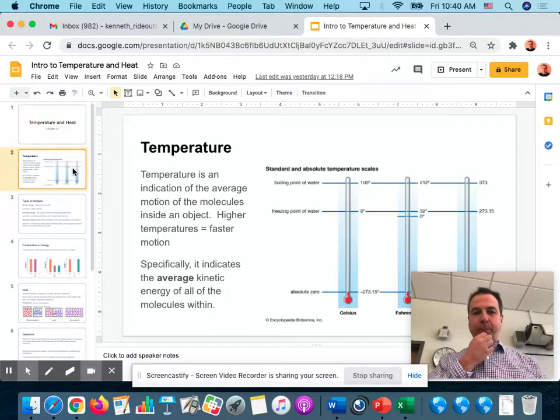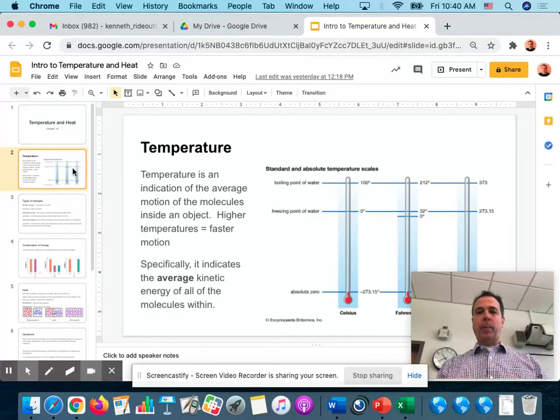So temperature, what does it mean when we describe the temperature of something? Really, it's a scale that we kind of invented, and what it's telling us is something about the motion of the molecules in a substance, right? So when we say the temperature is rising or it's getting hotter, what we really mean is that the average motion of the molecules in that substance is getting more vigorous, right? So they're actually moving faster, and so higher temperatures mean higher motion.